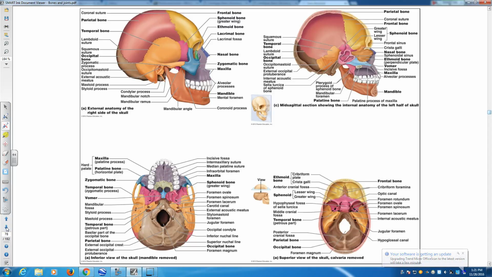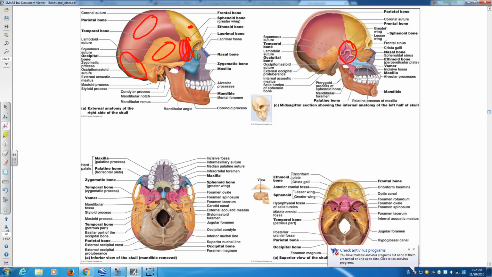Now look, this kind of shows you the location of the bones. So you can see those big bones, frontal, parietal, temporal, occipital, easily. A part of the sphenoid can be seen as well, right here. But when you open up the skull, it's much easier to see the sphenoid bone with the sinuses.